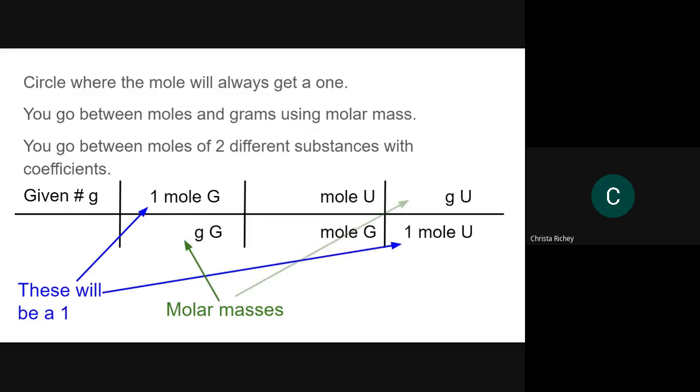The molar masses are going to have to be calculated from the periodic table. The periodic table deals with grams. And then the 2 that are in the middle, those come from the balanced equation. It can't be a 1, but it doesn't have to be. It's whatever number's in the front.